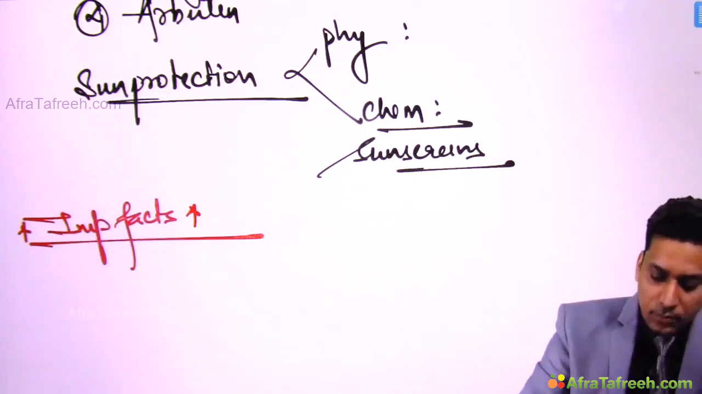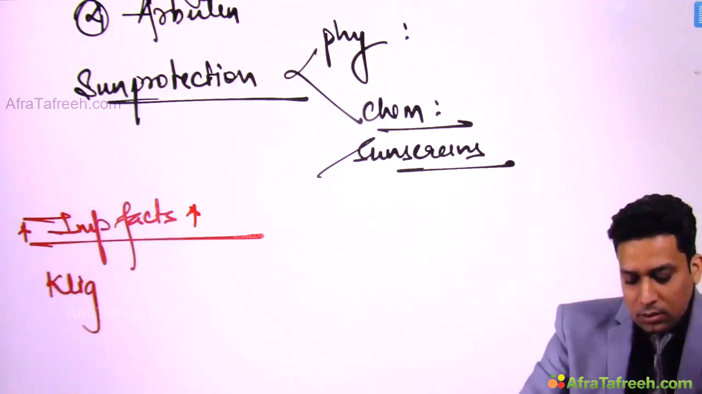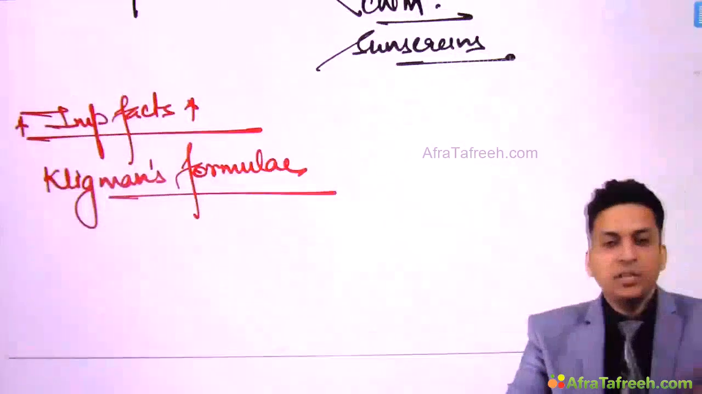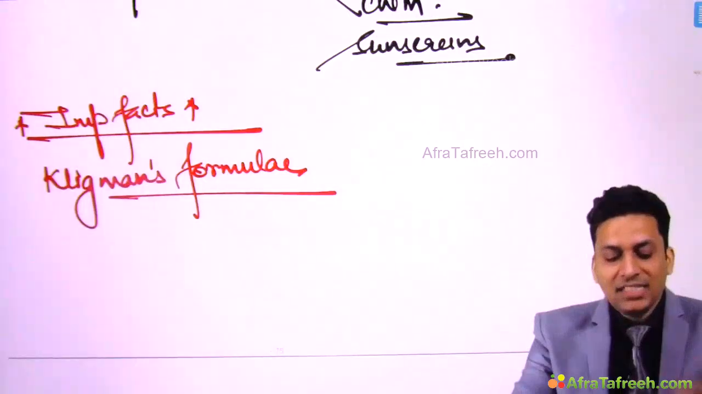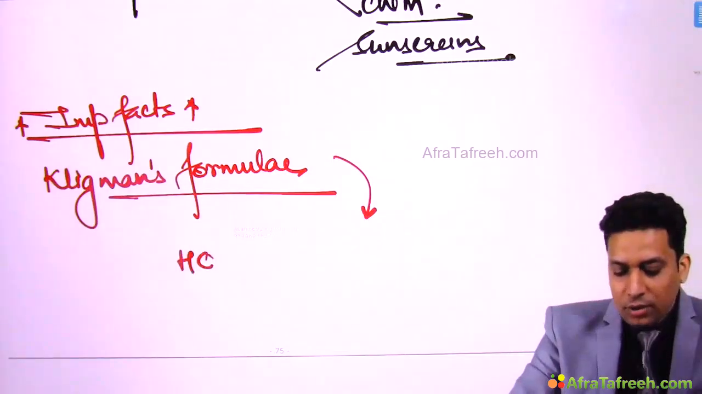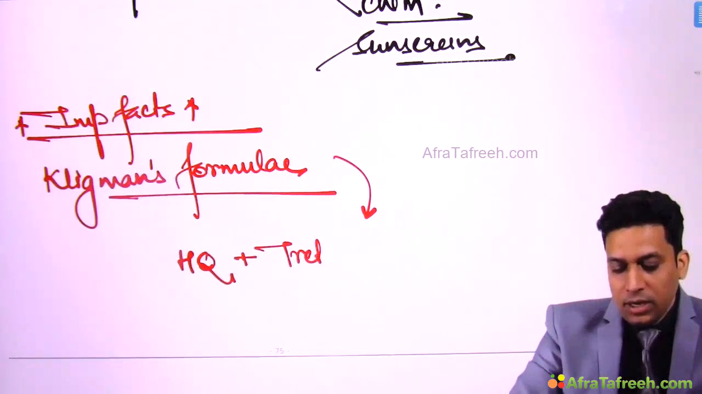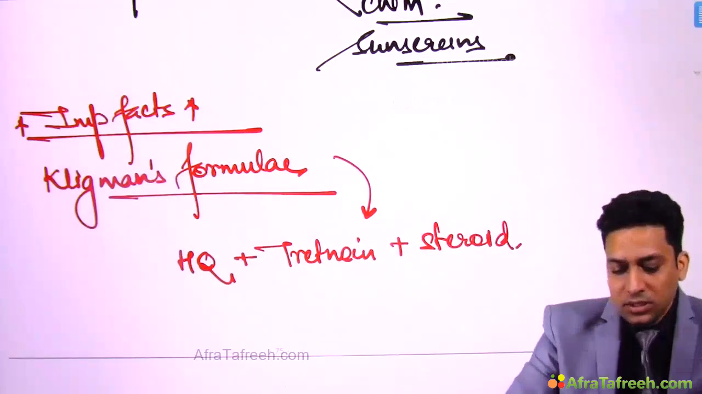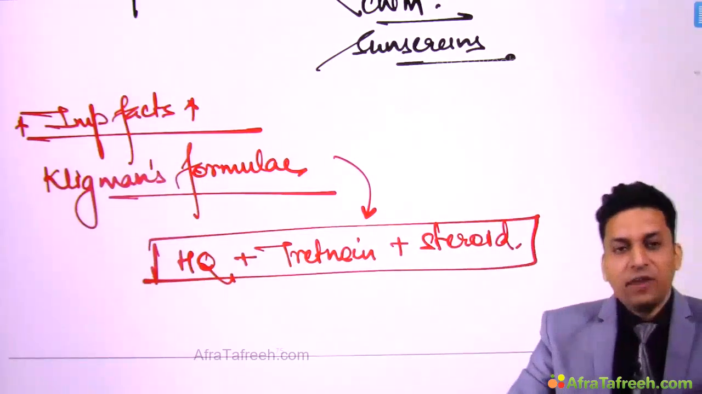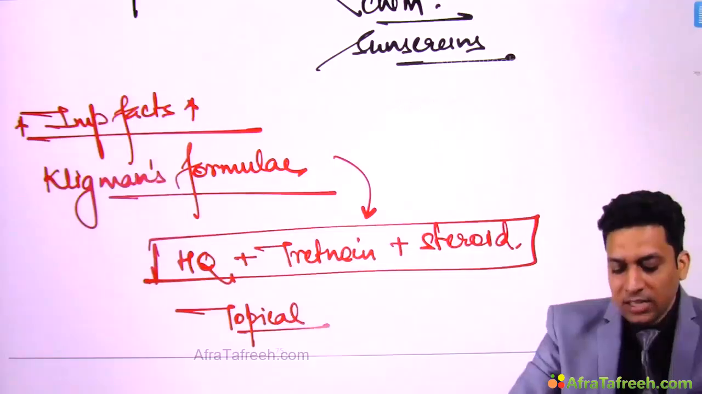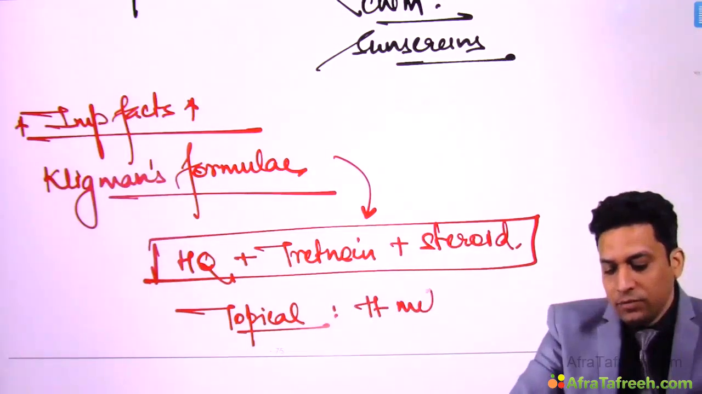First is Kligman's formula. Kligman's formula is used in treatment of melasma, and this scientist Kligman added three things: hydroquinone, tretinoin, and steroids. This triple combination is topically applied over the melasma lesion, and this is very effective in the treatment of melasma.